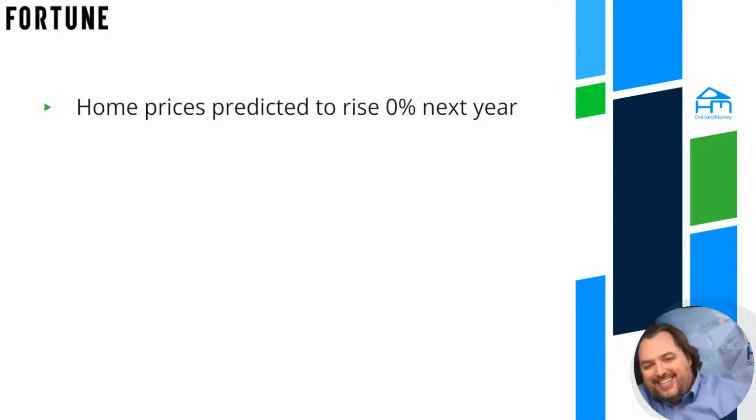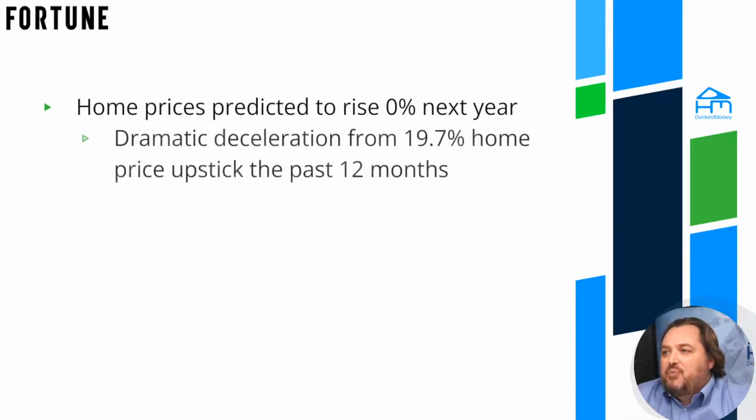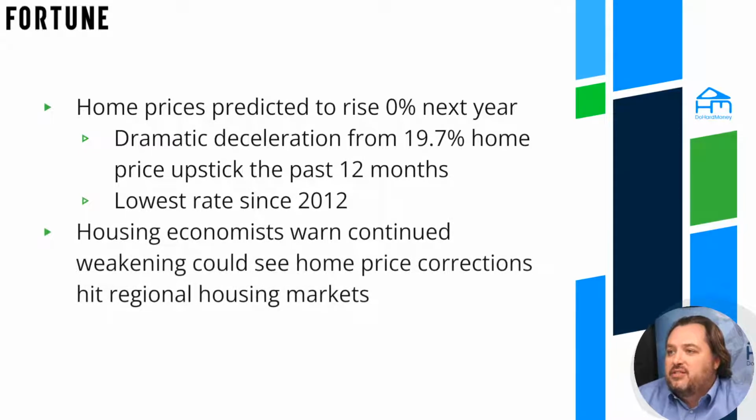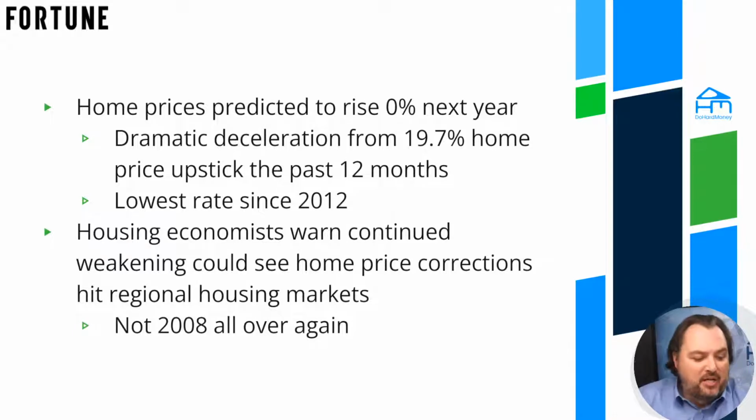So we're basically expecting house prices to rise 0, which feels a lot different than house prices going up 20% as we've seen. This is a slowdown. There's just no question that this is a slowdown. So the question is, what's going to happen? I think what you're going to see is it's going to take longer to sell houses. Prices are going to come down a little bit.